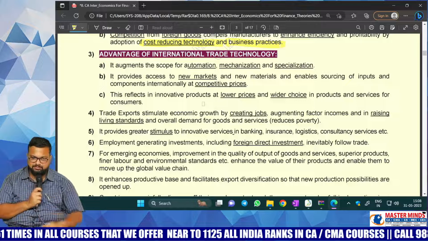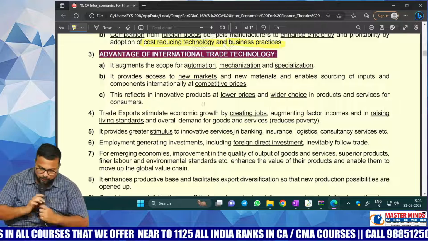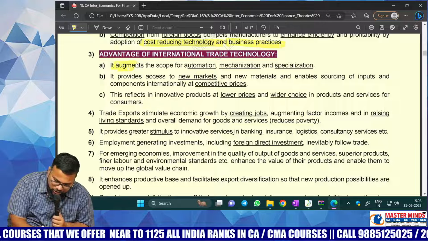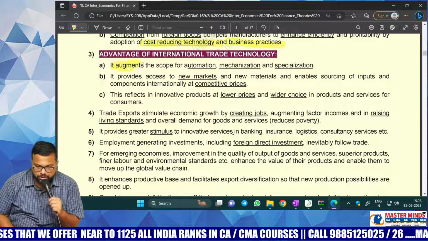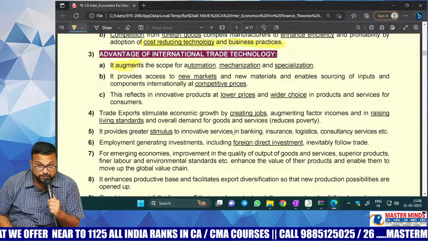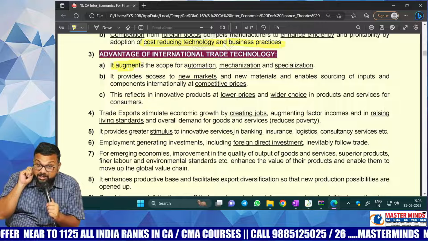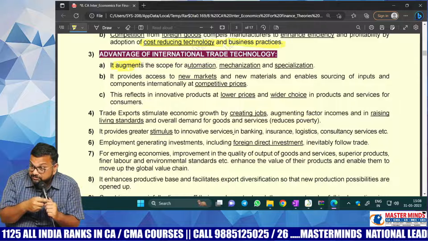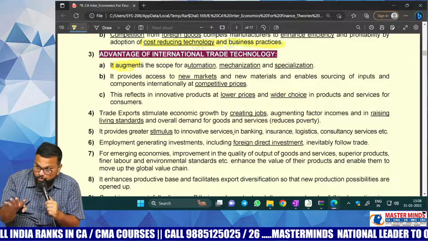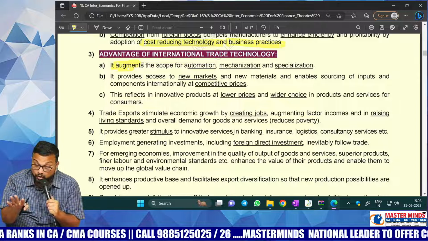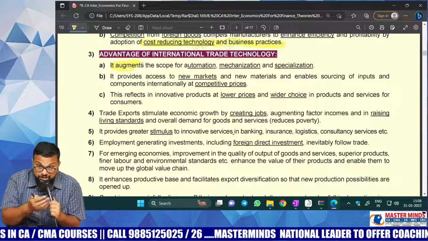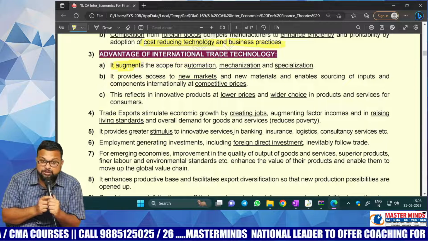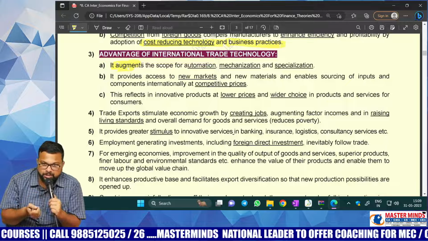Augments means promotes. It promotes automation, mechanization, specialization. The best example for that is the use of CDMs and ATMs. ATMs you all know. You also know CDM. You also know the passbook update machine. All these are examples of mechanization and automation.